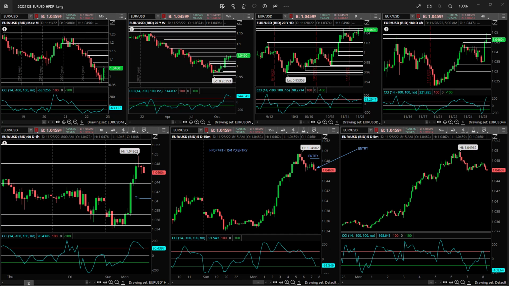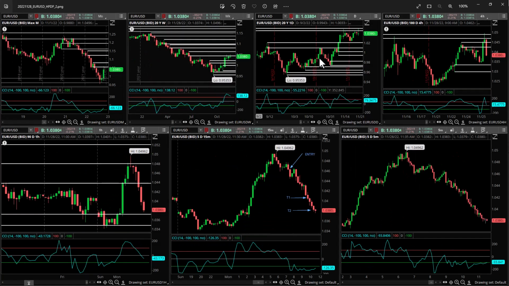Where's it over here? So here, this was the kind of the exit. You can see that was the entry. Exit 1, exit 2, just above this area. You can see, as I said, here. Now I haven't got a picture of what happened next because that was the end of the trade for me. And that was the entry, target 1, target 2.